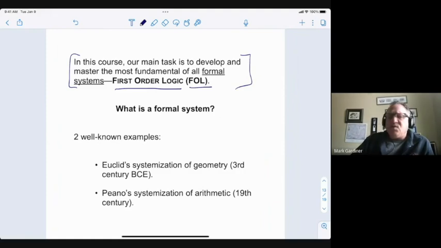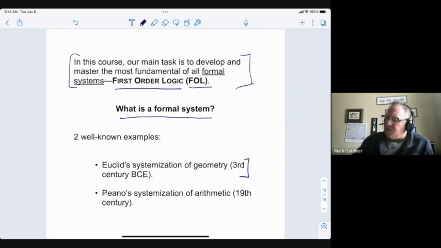But that raises the question about what exactly is a formal system, what makes a system formal in that kind of sense. So I want to get at this question of what a formal system is by way of two particularly famous, well-known examples. One will be somewhat familiar to at least most of you, and that is this ancient Greek philosopher's attempt, well, mathematician's attempt, to systematize geometry, and that's by Euclid way back in the 3rd century BCE.